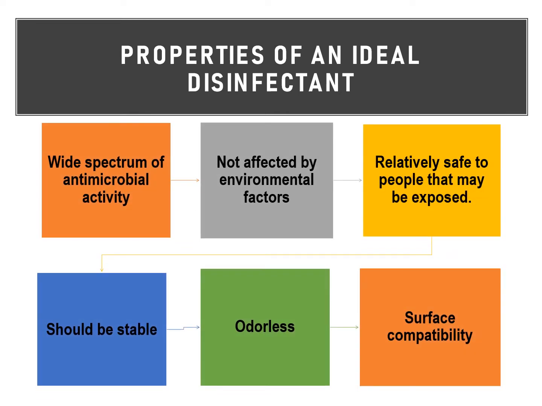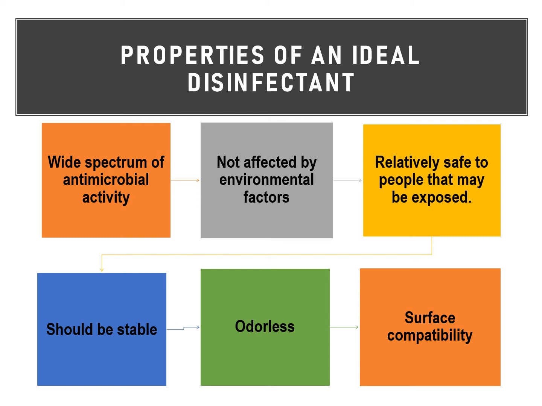First, the disinfectant should have a wide spectrum of antimicrobial activity. Ideally, it must be effective against a wide variety of infectious pathogens like gram-positive and gram-negative bacteria, acid-fast bacteria, bacterial endospores, fungi, and viruses at high dilutions. Next property is that it should not be affected by environmental factors. Our disinfectant should be active in the presence of organic matter as seen in blood, sputum, and feces, and it must be compatible with soaps and detergents or other chemicals encountered in use.